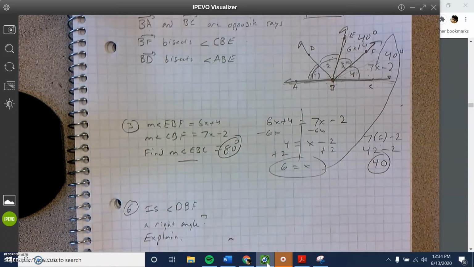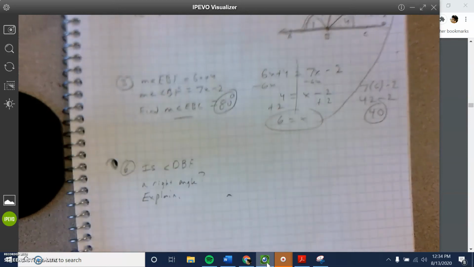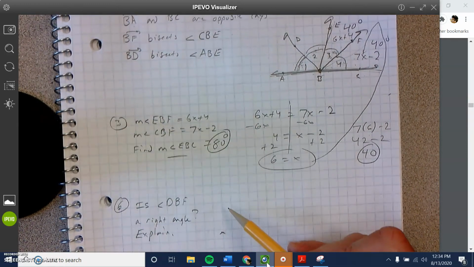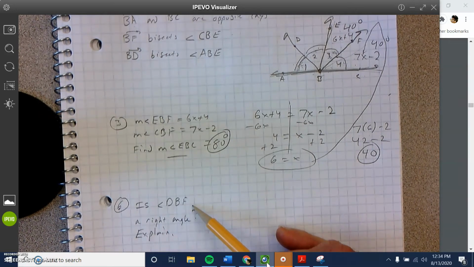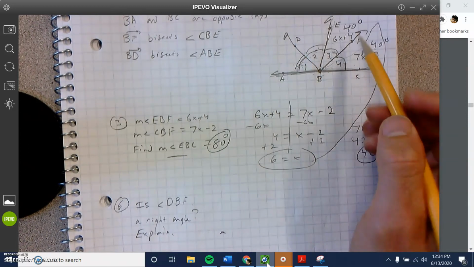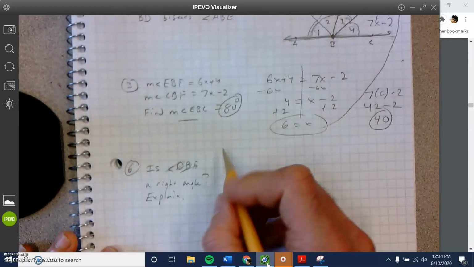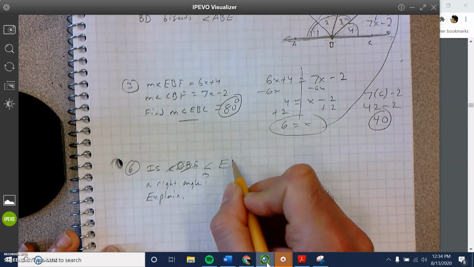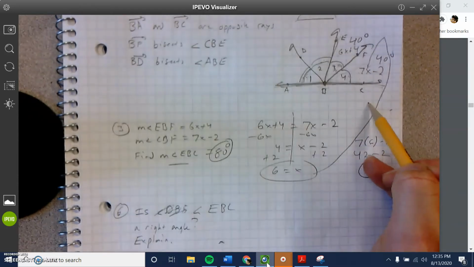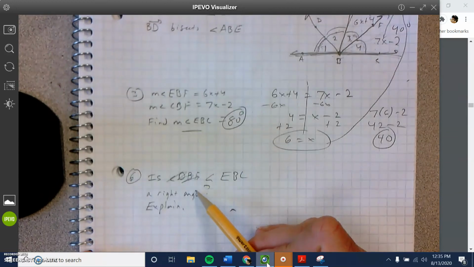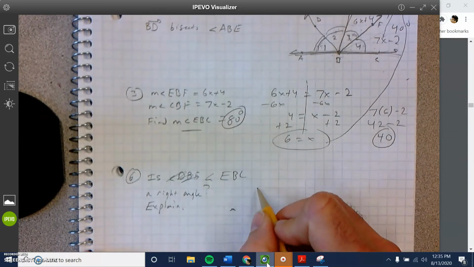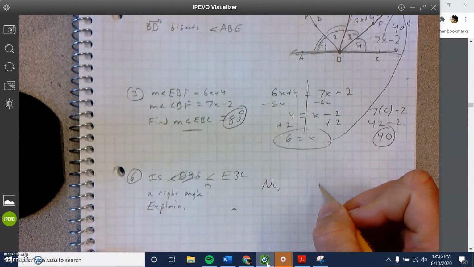There you go. Number 6. You're going to have to do this a lot on the EOC, so we're going to practice this. Sometimes you have to explain. Is angle DBF a right angle? DBF. Sorry, I'm going to change this one. Let's change this. Is angle EBC a right angle? EBC. So the answer is no, because we just got 80. So the answer is no.